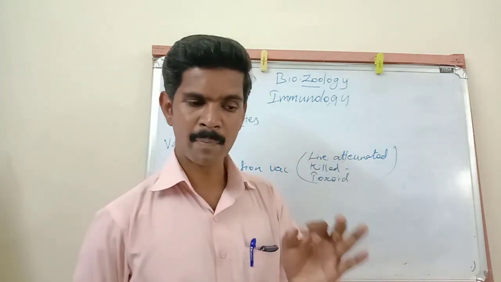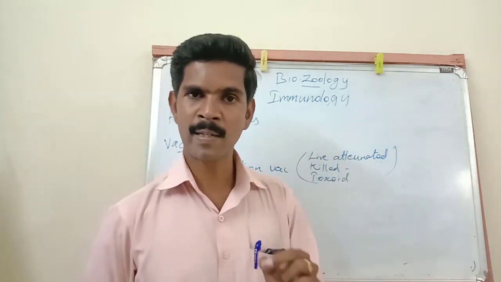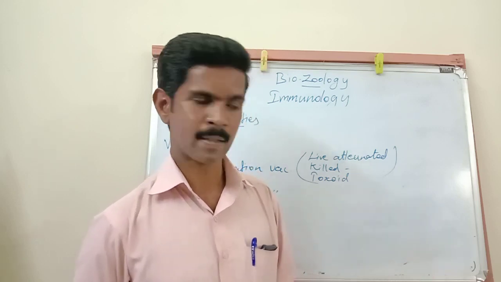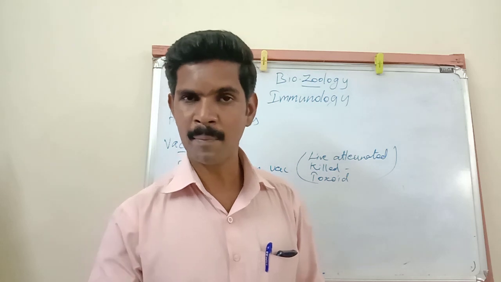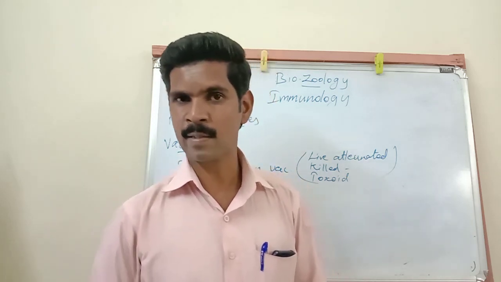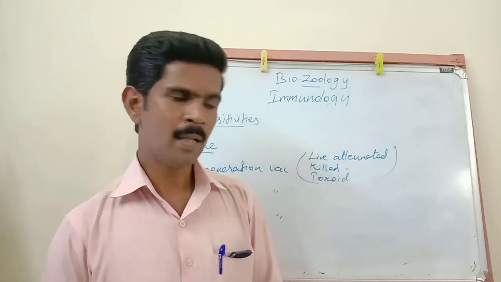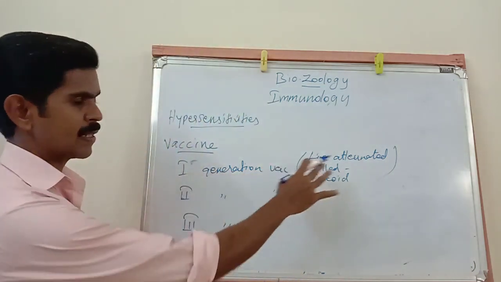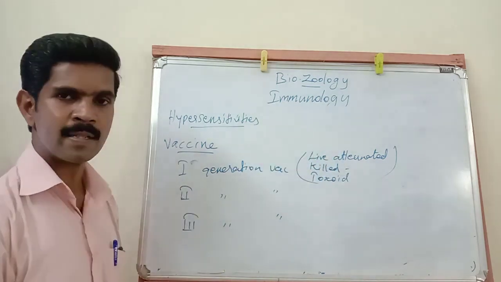Second one is killed. Here microorganisms are first killed by heat or some other methods, then used as a vaccine. Example: polio vaccine. Third one is toxoid. The chemicals obtained from the microorganism are used as a vaccine. Example: DPT. Okay. So we completed the first generation vaccines. Then the second one is second generation vaccines.